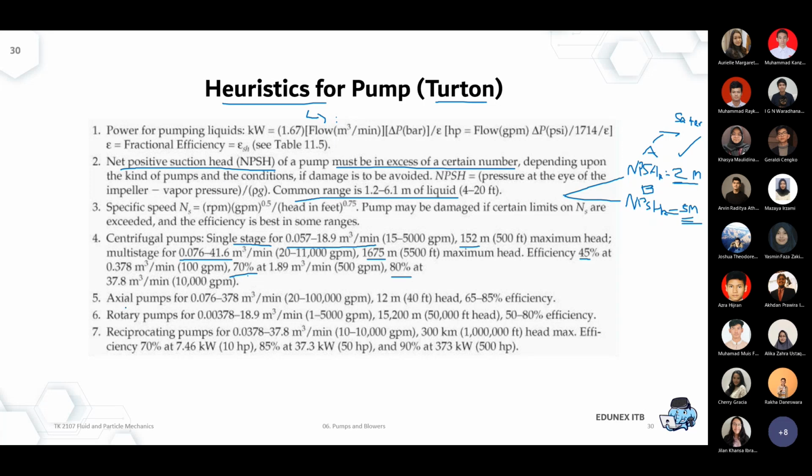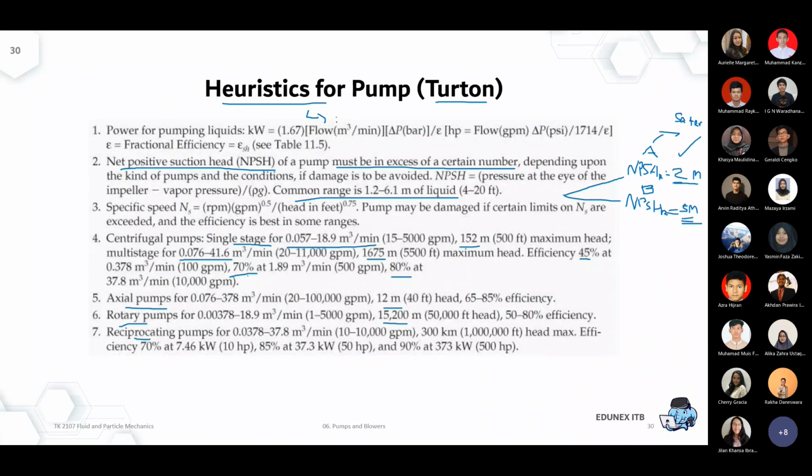And same thing, this is again just for selection purposes or quick comparison purposes. An axial pump will be good if you need the head to be relatively small, around 12 meters. But if you need a very high head or delta P, then you need to use a rotary pump or even a reciprocating pump.